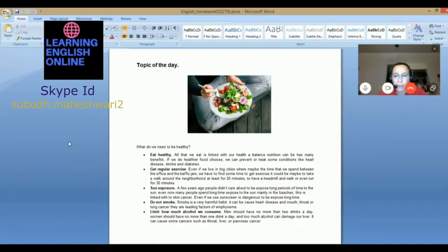Has many benefits. If we make healthier food choices, yes, we can prevent or treat some conditions like heart disease, stroke, and diabetes.